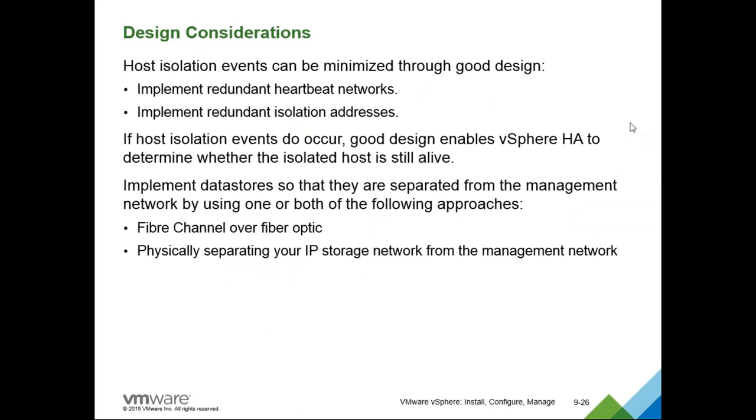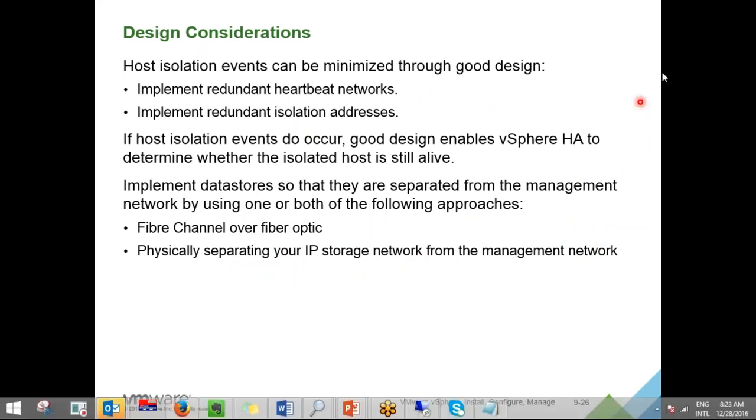So your HA design considerations are based on your infrastructure and available hardware components for HA. Host isolation events can be minimized through good design. Implement redundant heartbeat networks. For your HA heartbeat network, you have to configure two network interface cards by default for redundancy. Otherwise, it will show you an alert on your HA configuration. It shows a warning: redundant heartbeat network is not available.